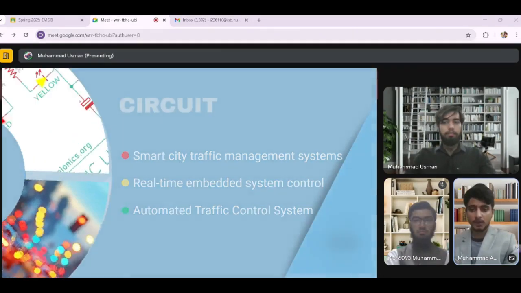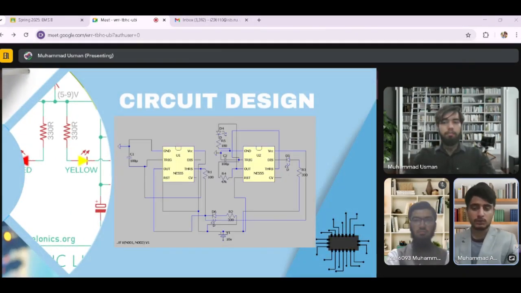Now let's move to our circuit diagram. We simulated our circuit in LT-SPICE. This system is built using two 555 timer ICs configured in astable mode. One timer generates the primary clock pulse and the second controls the timing sequence of the lights. In this circuit, the timers are connected to control three LEDs representing red, yellow, and green traffic lights.